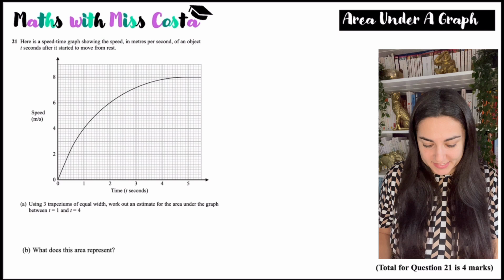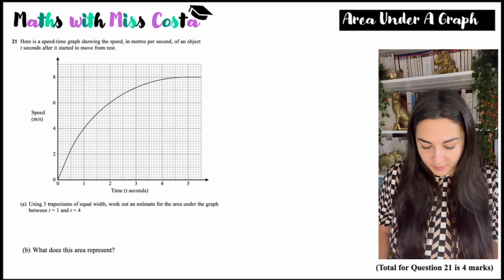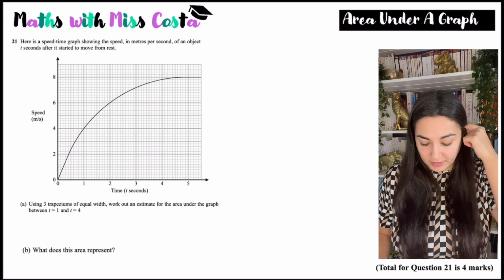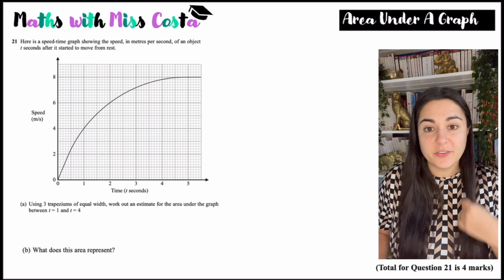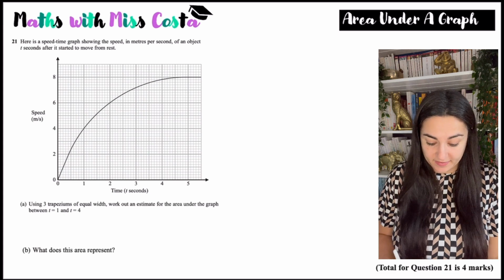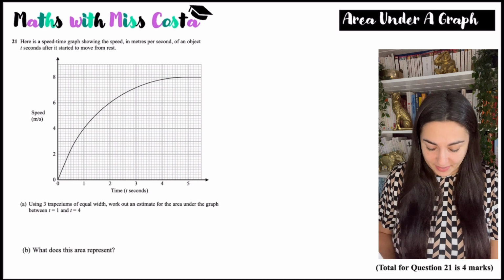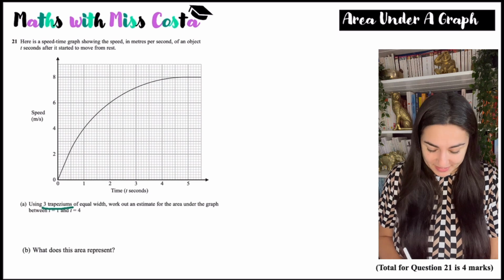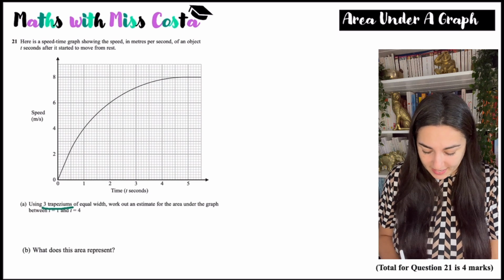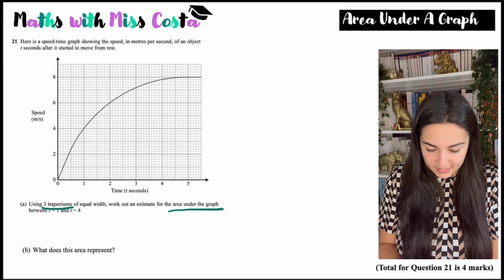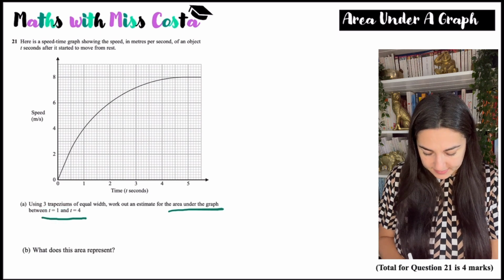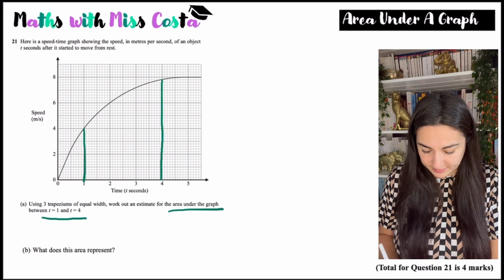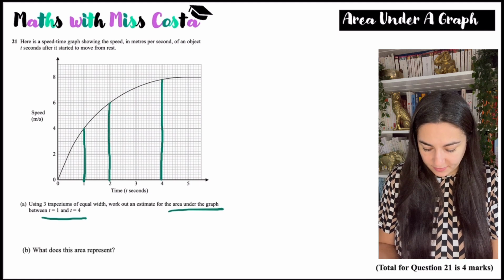Okay, so here we've got a speed-time graph question, and it's asking us to work out an estimate for the area under the graph. Now, just a quick one, area under a graph represents a distance travelled. So speed, time, and the area underneath is the distance travelled. So we are asked to use 3 trapeziums, that's nice that they've told us how many, of equal width to work out an estimate for the area under the graph between t is 1 and t is 4. Okay, so over here and over here. Well, the difference can split nicely into 3 just like that.